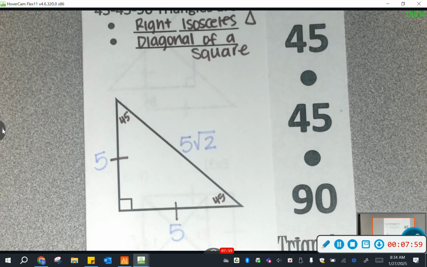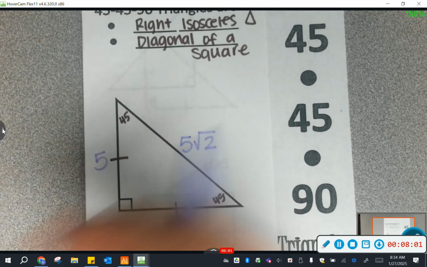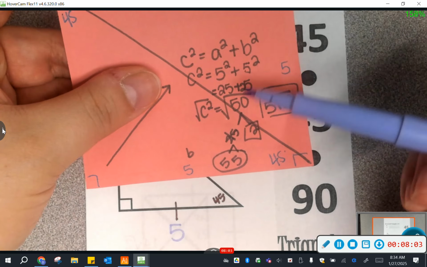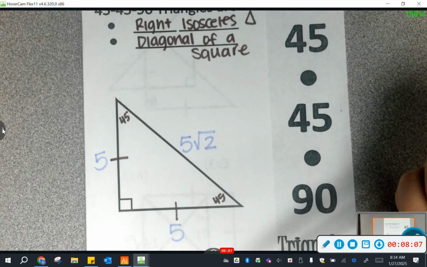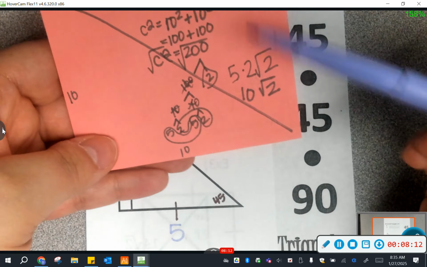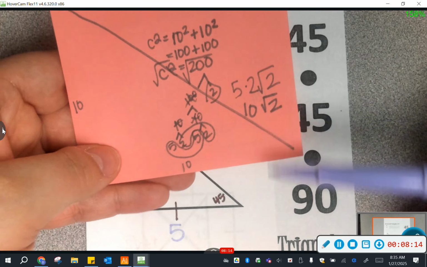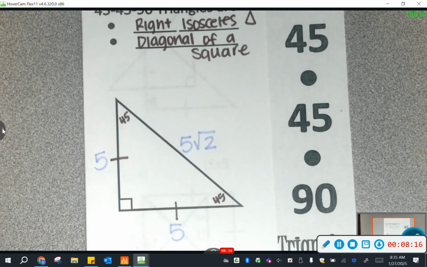Where did we get the 2 from? When I did it all out, it was my lonely number. So it is always going to be square root of 2. Right here it was square root of 2. If I had 100 and 100, what would the diagonal be? 100 square root of 2. If I had 30 and 30, 30 square root of 2. Always.